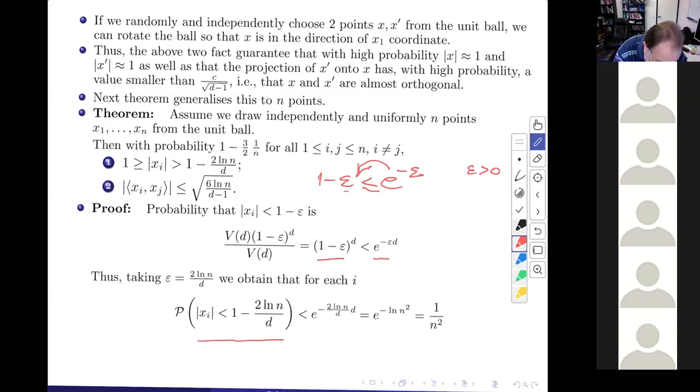And here, when I replace epsilon with 2 ln n divided by d, d and d cancel out, and you get that this is e to the minus 2 ln n. Of course, the 2 can go inside, and the minus can go inside, minus 2, and you get that this is equal to 1 over n squared, right? Now, this is true for every i. So if the probability of each is less than that, the probability that at least one of them will be smaller than this is smaller than n times this probability.